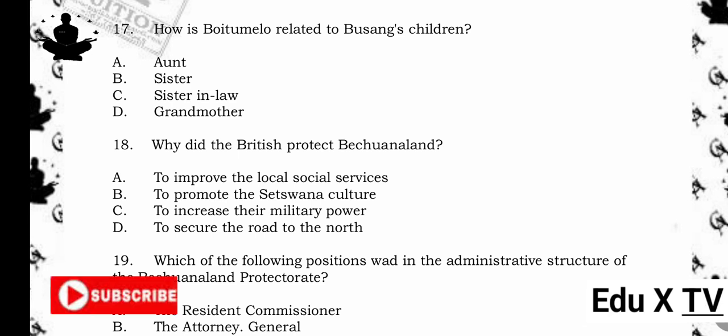17. How is Butimelo related to Busong's children? A. Aunt. B. Sister. C. Sister-in-law. D. Grandmother. The answer is D. Grandmother. Reason being, Butimelo is the mother of Busong (Busong is below her in the tree), which makes her the grandmother of Busong's children.